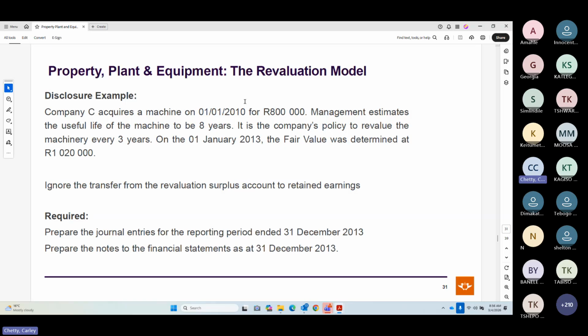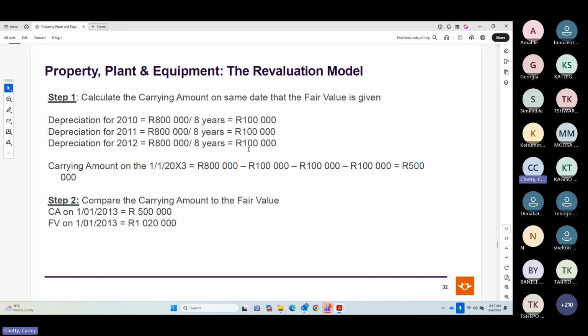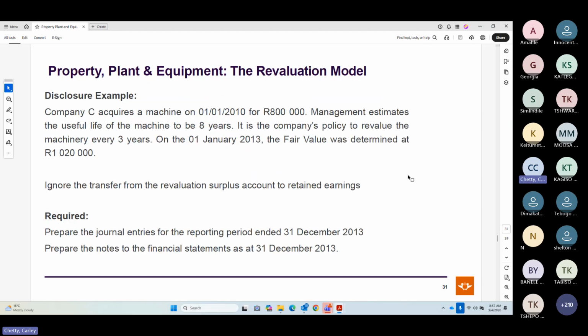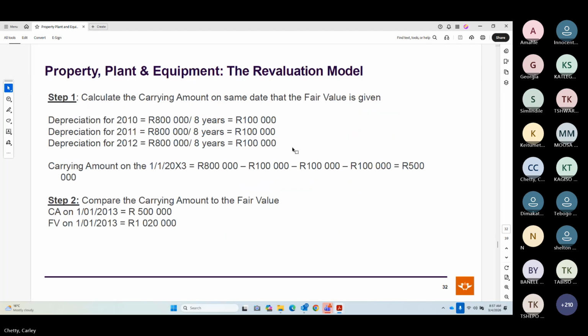And the required says prepare the journal entries for the reporting period ended 31 December 2013. Prepare the notes to the financial statements as at 31 December 2013. Okay, so we'll start with the journals. Obviously, we need to go through all of the steps.